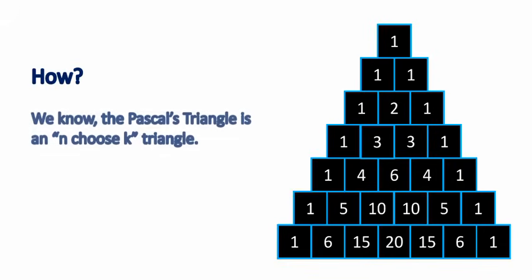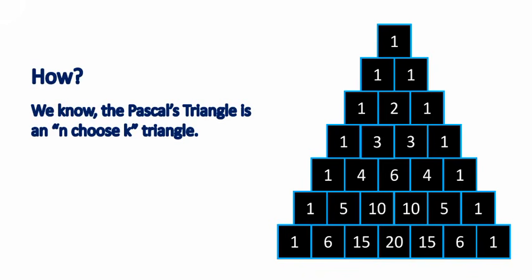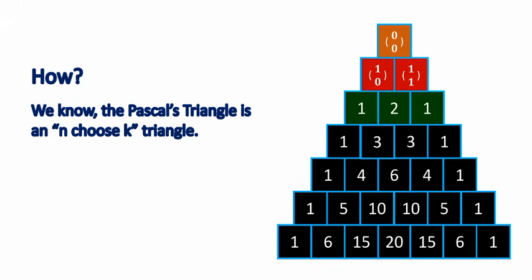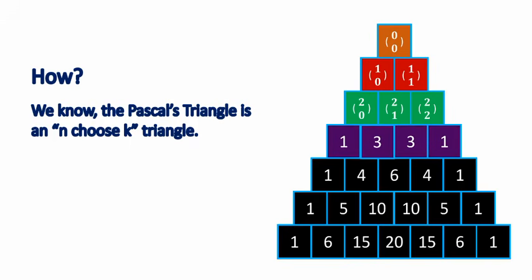How? We know the Pascal's triangle is an n choose k triangle. This number 1 is equivalent to 0 choose 0. These numbers are equivalent to 1 choose 0 and 1 choose 1. These numbers are equivalent to 2 choose 0, 2 choose 1 and 2 choose 2. These numbers are equivalent to 3 choose 0, 3 choose 1, 3 choose 2, 3 choose 3.